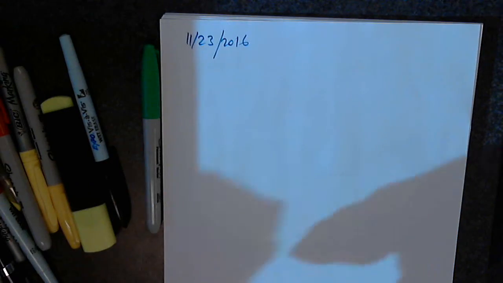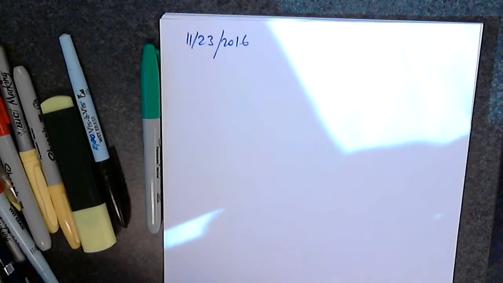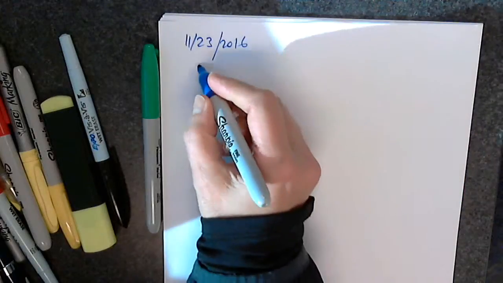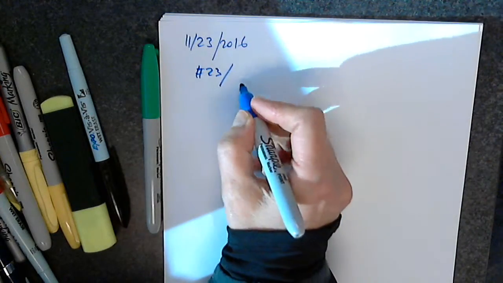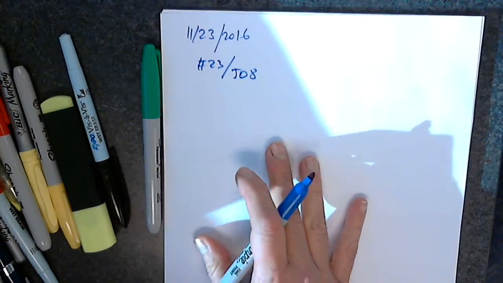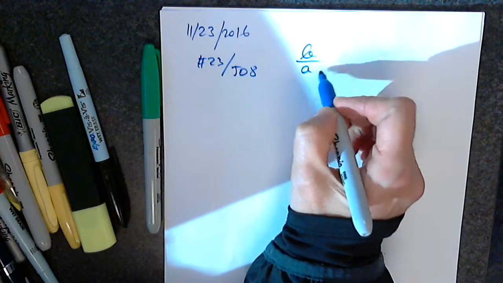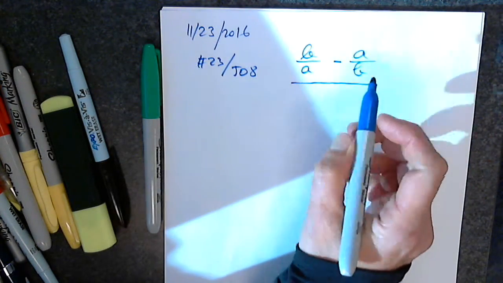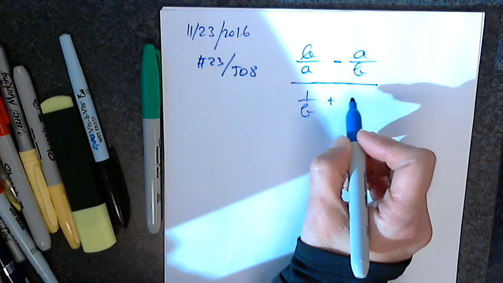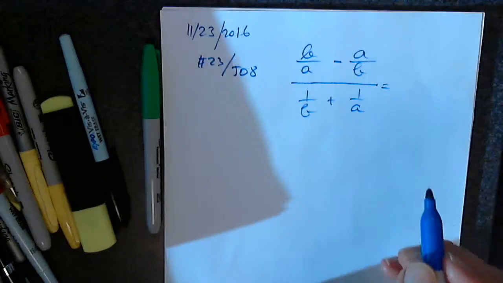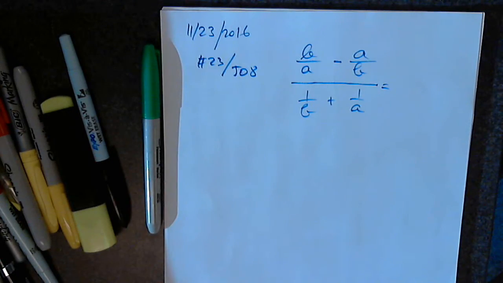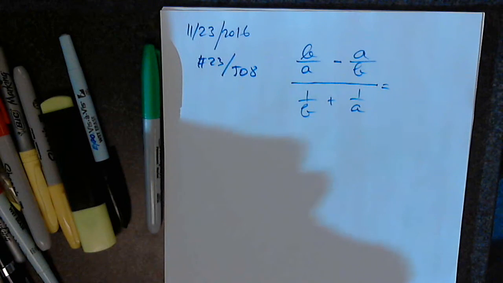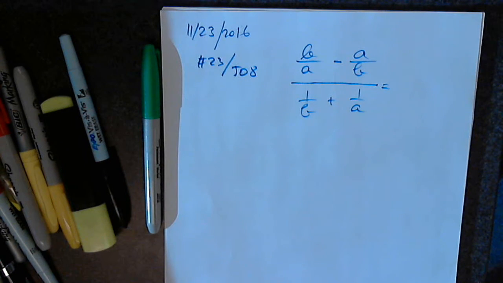Okay, we review chapter 7 first and then back to chapter 12. Okay, 23 on page 508. B over A minus A over B, everything divided by 1 over B plus 1 over A. 2 minutes. Okay, 1 minute.